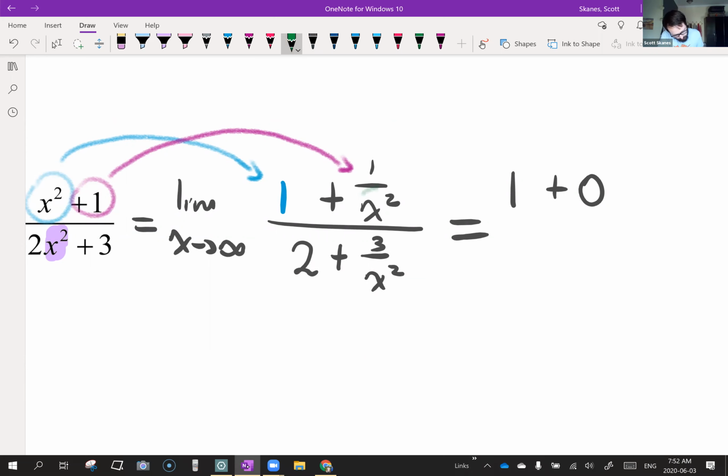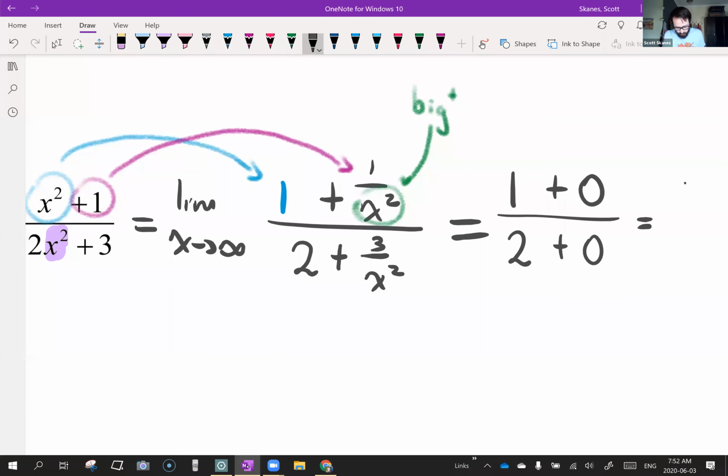Let me show you this. It's 1 divided by a big positive number. So what's 1 divided by any giant number? So take 1 on top, divide it by 9999999 squared. It's 0. So 1 over 0. Let's keep going. What's 2? 2 is still 2. What's 3 divided by the biggest number you've ever imagined in your life, plus 1? It's 0. And so the answer is 1 over 2.